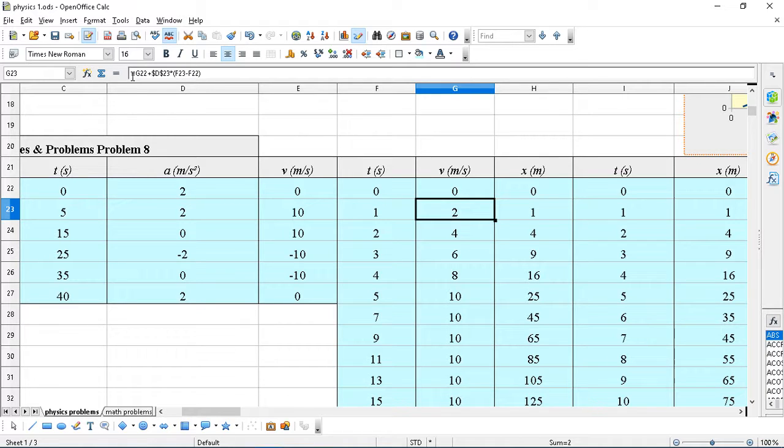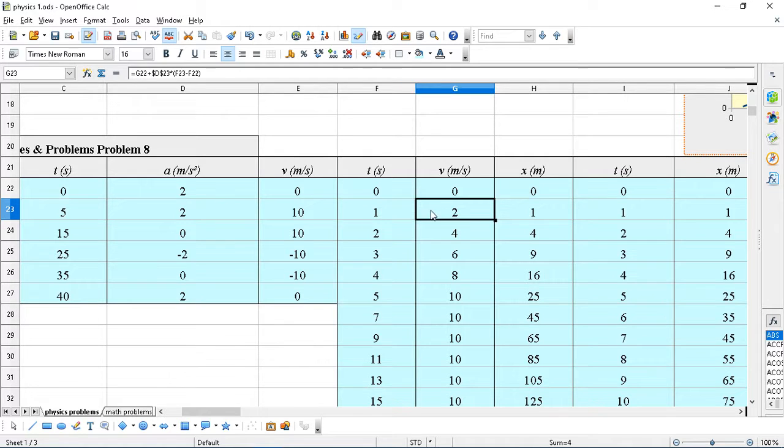You can see this is the basic form used in making the calculations on the spreadsheet. For example, here we have G23. This is G24. The value of G24 is equal to the value of the previous cell, that is G23, plus this term here times the time difference, which is F24 minus F23.